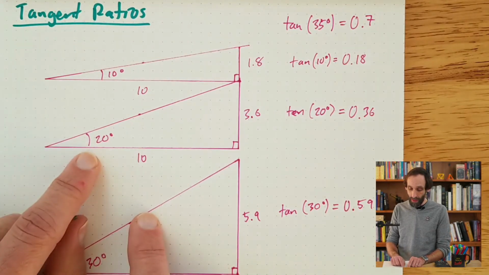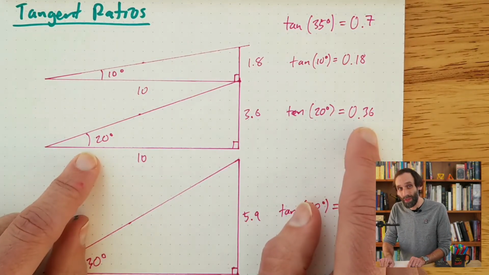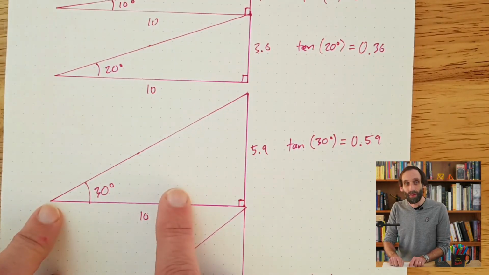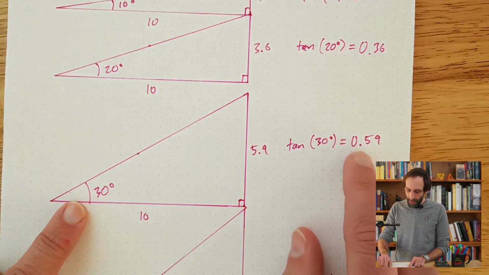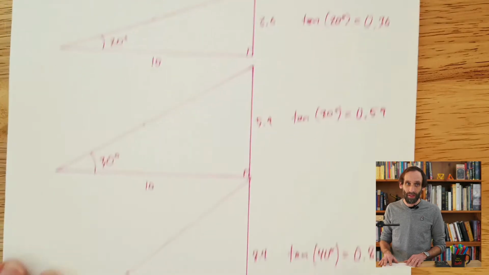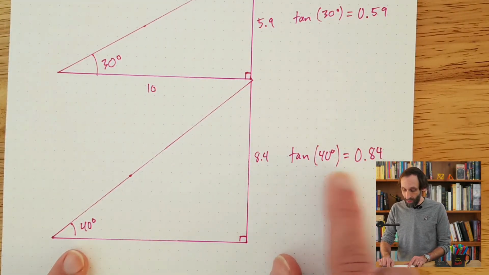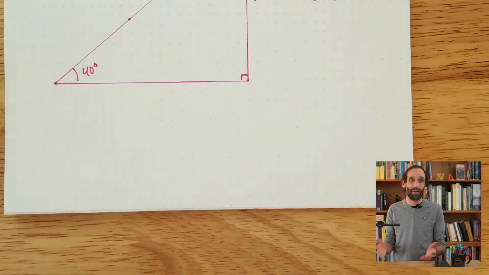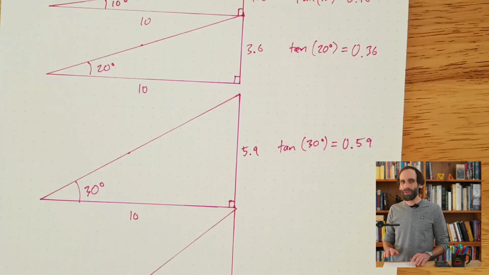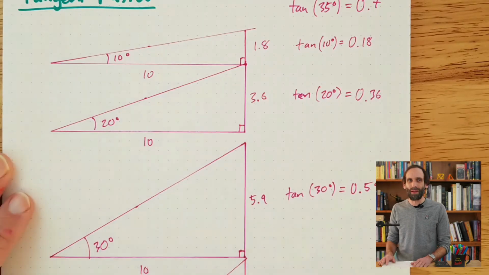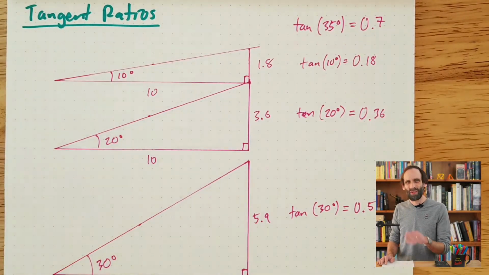Did the same thing with 20 degrees. I got the tangent of 20 degrees. It's 0.36. I did the same thing with 30 degrees. The tangent of 30 is 0.59 according to my calculations. And then I did it for 40 degrees and found out the tangent of 40 degrees is 0.84. And then I ran out of space. And it also took some time. So that's the bad news, is this takes quite a while.